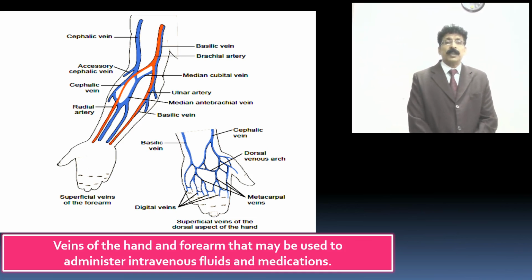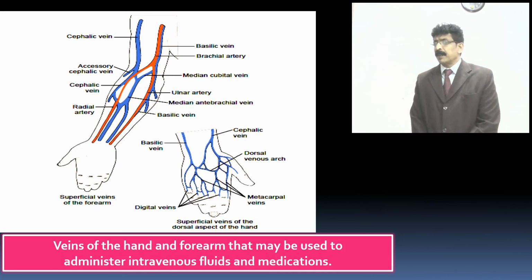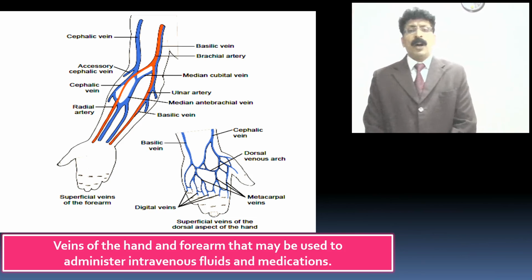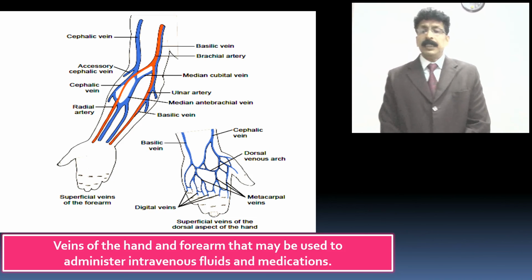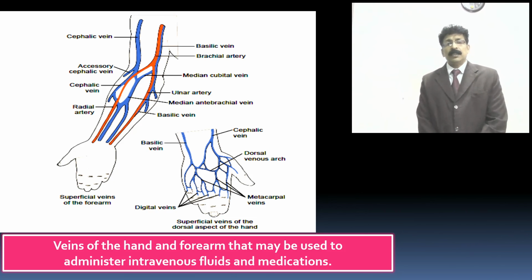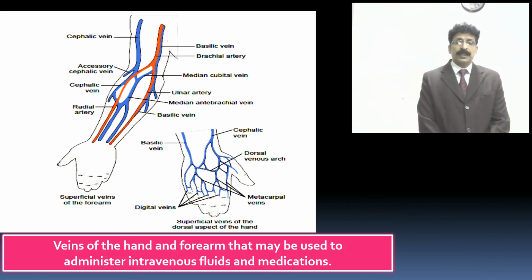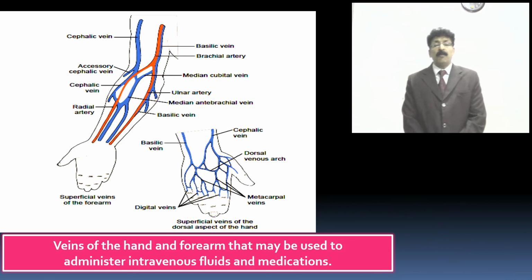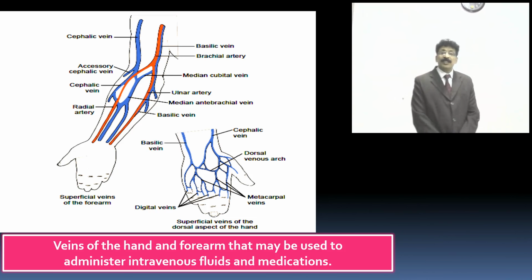Superficial veins of the armpit and forearm will be used for IV injections, which I have shown in the picture. Veins of the hands and the forearm may be used to administer intravenous fluid and medication, as shown in the picture.